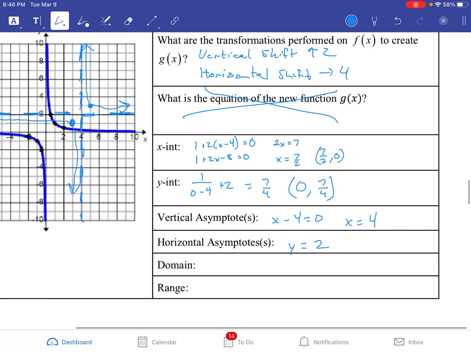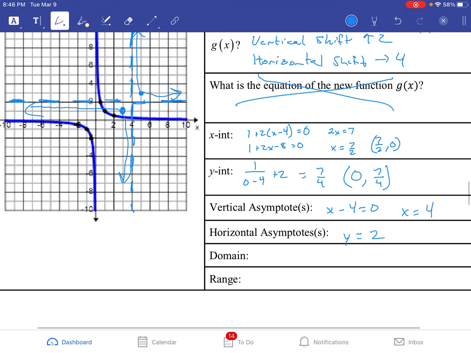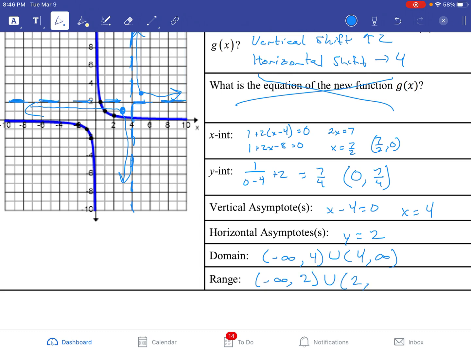All right, the domain, starting on the left at negative infinity towards my vertical asymptote at positive 4, 4 to the positive infinity. The range is the y values, starting at negative infinity to 2 at the horizontal asymptote, and 2 to positive infinity.